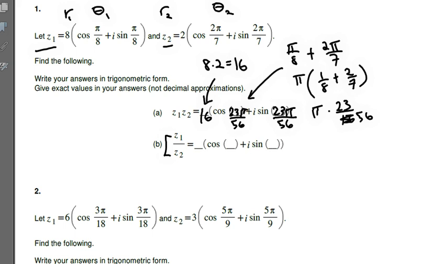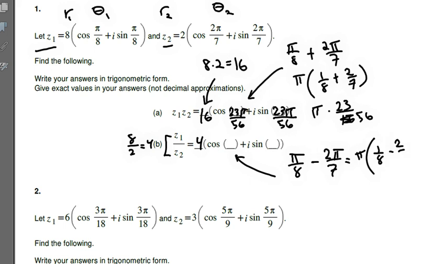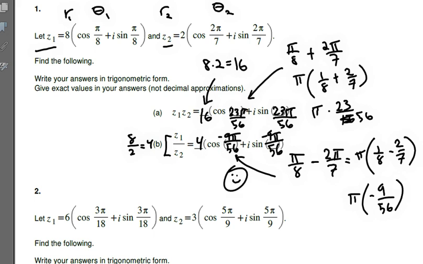Looking at the division, remembering our formula, the magnitude is just going to be the quotient of those two magnitudes. So 8 over 2 is going to give us 4. And the angle is going to be the difference between these two angles. So pi over 8 minus 2 pi over 7. We'll do the same thing as before, factor out the pi. And fraction math, 1/8 minus 2/7 gives us negative 9 over 56. So we'll plug in negative 9 pi over 56 for our answer there.